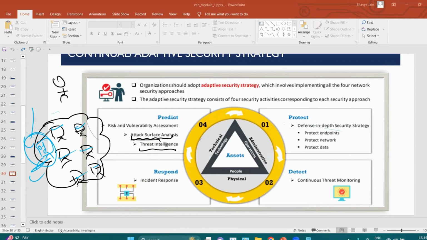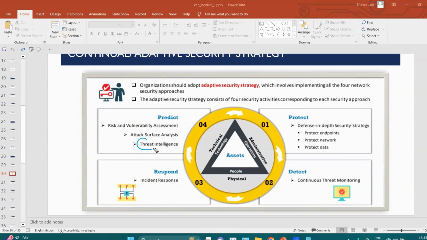Threat intelligence: a threat is anything which can harm your system. Let's say there's a malware, or some attack, or anything.